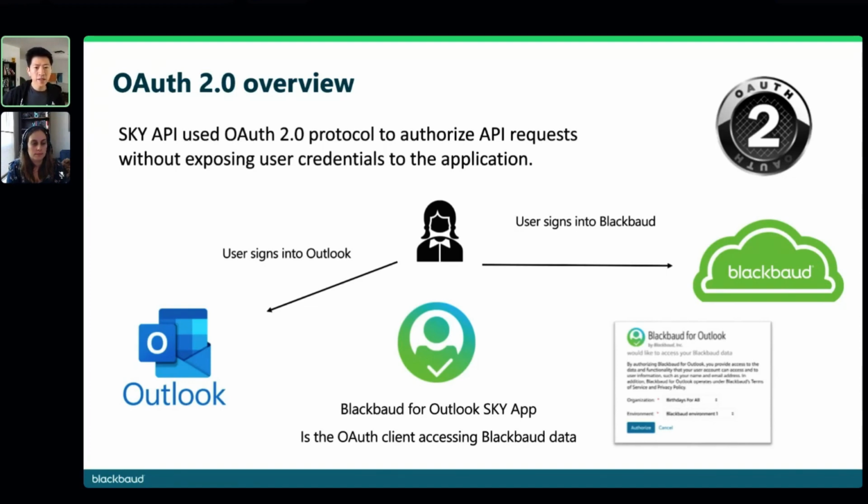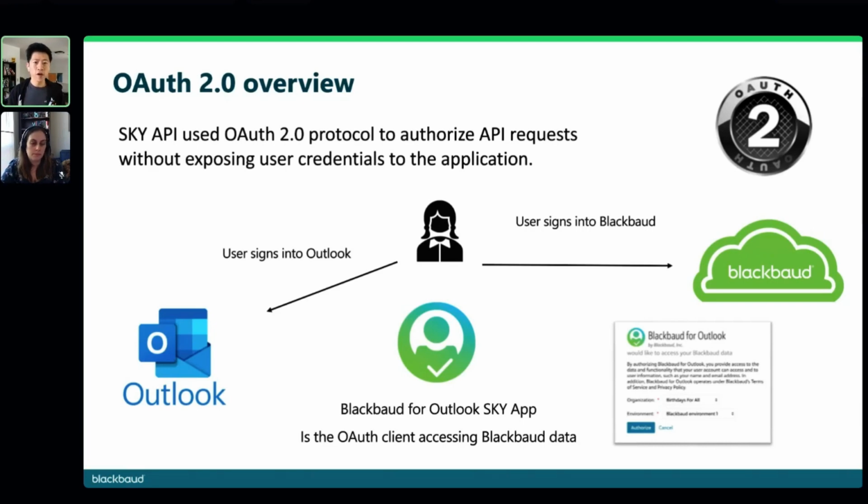So this slide illustrates the type of scenario where we have OAuth and how OAuth can be helpful. So first, we have a user who has access to two different systems. She has Outlook, where she does all her email communication, and then she has access to a Blackbaud product where all her constituent information is stored. So we have a basic integration opportunity here where our user wants to see some of that constituent information from Blackbaud within Outlook, because it just makes life much easier.